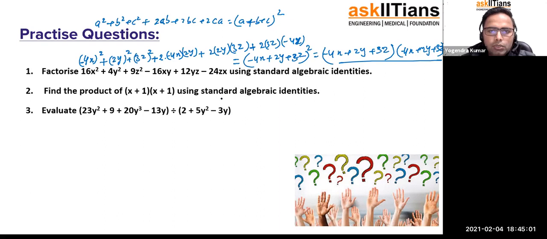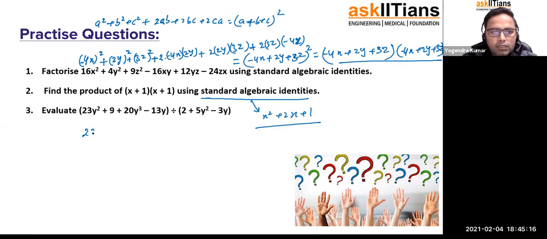Find the product of this using algebraic identities. It is x plus 1 whole square, so it is x square plus 2x plus 1 square. Yes, evaluate this. We need to do long division here. I said you write the polynomial dividend in standard format, so decreasing order we need to maintain here, 20y cube. This is my dividend. And here the divisor is 5y square minus 3y plus 2.